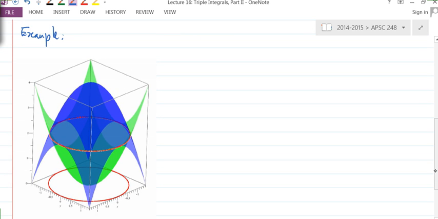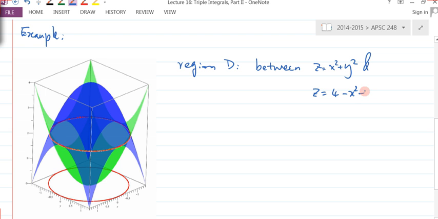Basically, this is an example that we started here. There are two surfaces. Region D is defined by two paraboloids. Region D is between z equals x squared plus y squared and z equals 4 minus x squared minus y squared. As I illustrated in the first lecture, z equals x squared plus y squared, we know that it's a paraboloid pointing upwards, which is the green one. And z equals 4 minus x squared minus y squared.